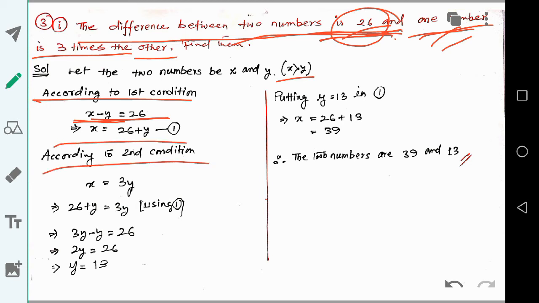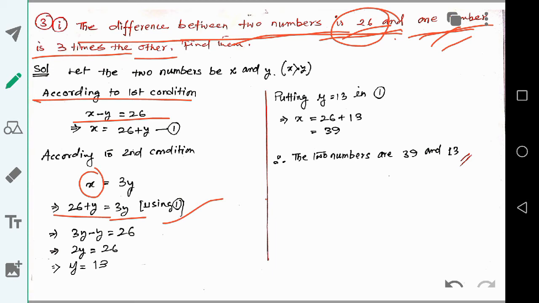And according to the second condition, one number is 3 times the other, that's why this greater number x must be 3 times the lesser number, that is y. So here we have got x is equal to thrice y. Now use equation number 1 here, so replace the value of x by 26 plus y. Putting this value of x here, we have got 26 plus y is equal to thrice y.